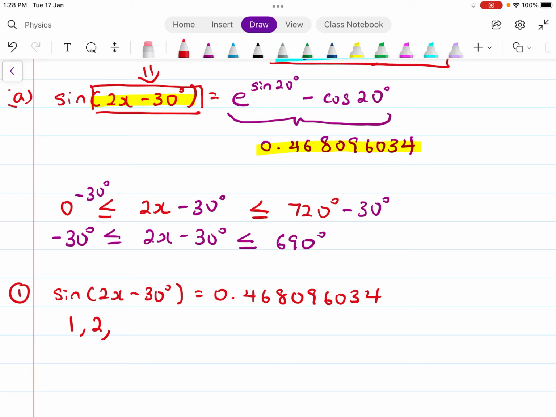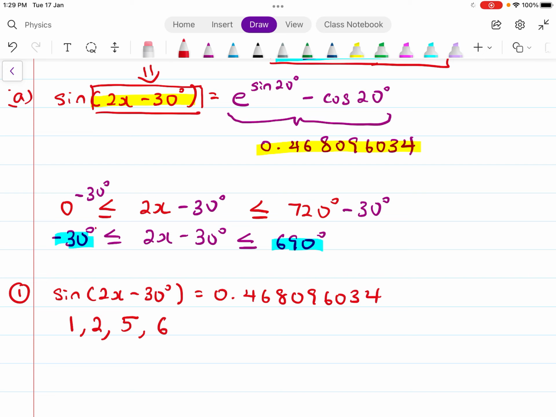Next, we move on to the fifth quadrant. Why do I need to move on to the fifth quadrant? Because you look at the inequality. It's negative 30, later I explain the negative 30. Now I look at the 690. 690 is roughly 360 plus 90 plus 90, so it's roughly in the fourth quadrant and in the eighth quadrant. So we must move on to the fifth quadrant and the sixth quadrant.